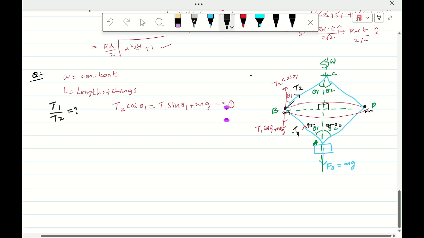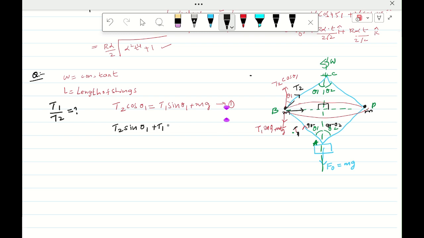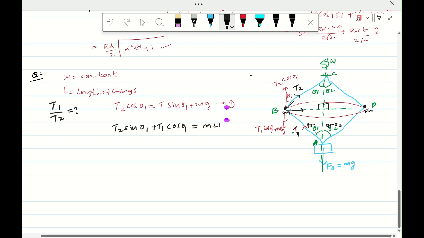Whereas it is rotating in a circular motion, therefore there will be a T2 sin theta 1 and T2 cos theta 1. That means T2 sin theta 1 plus T1, this is 90 minus theta 1, here theta 1, 90 minus theta 1, so here theta 1. Therefore T1 cos theta 1 is equal to ml omega square I can write. So on one particle only I am taking, right? On both the sides you can multiply, both follow the same concept. So here also on particle D the same equations. So now ml omega square according to horizontal circular motion.